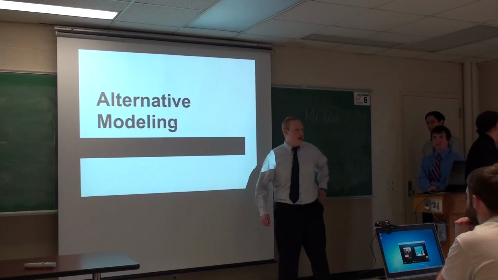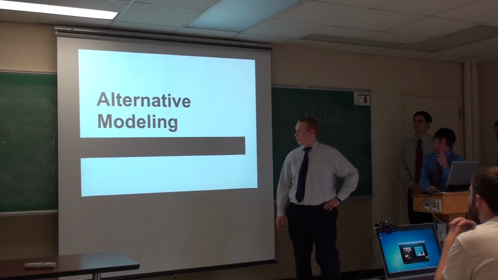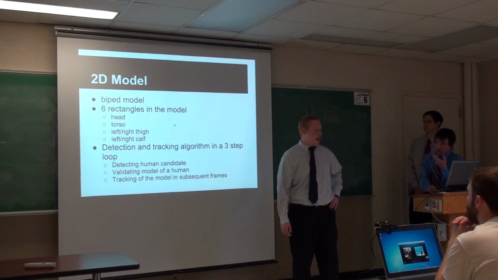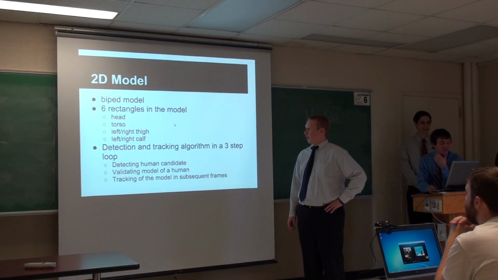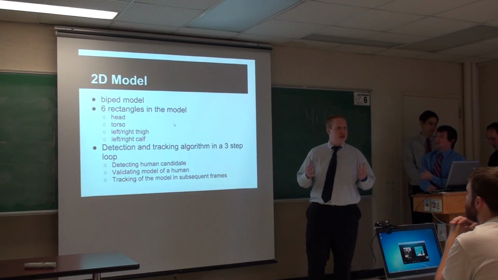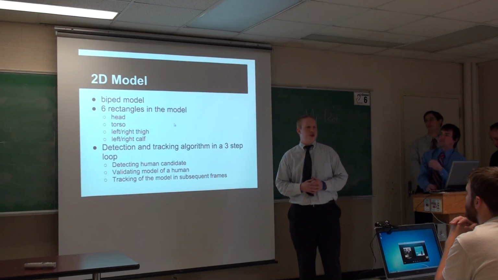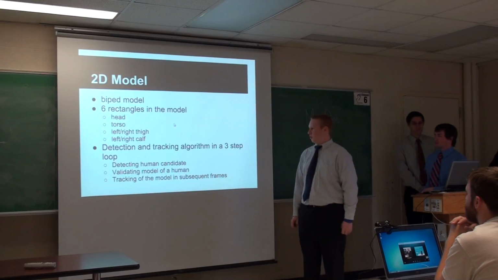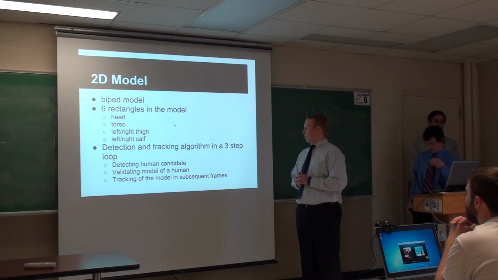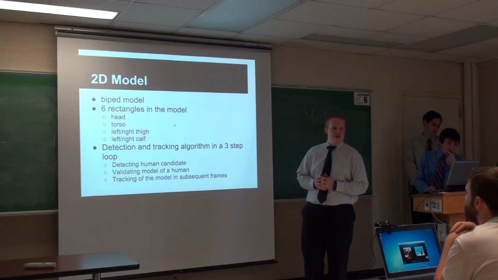Hey, I'm Mark, and I'm going to be talking about alternative 2D models for motion tracking. This model is going to be bipedal, and all it is going to be is 6 rectangles: one big one for your torso, one for your head, and then 2 for your thighs and 2 for your calves.